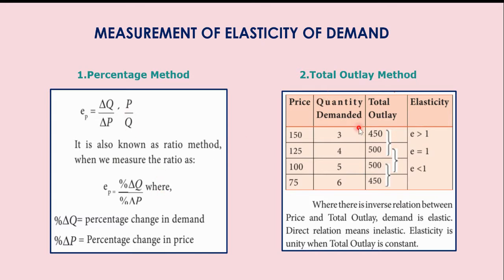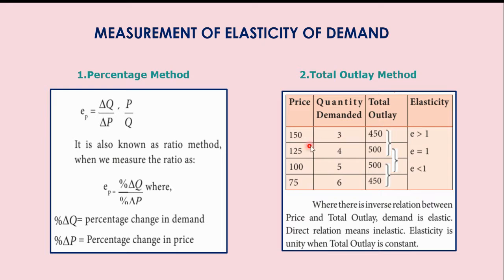Second is total outlay method. Marshall suggested that the simplest way to decide whether demand is elastic or inelastic is to examine the change in the total outlay of the consumer or total revenue of the firm. Total outlay means total expenditure, the total expenditure of the consumer or the producer. So look at this diagram, tabular column. Price is 150, price is 125, 100, 75. There is a fall in the price. So when there is a fall in the price, there is an increase in the quantity demanded.